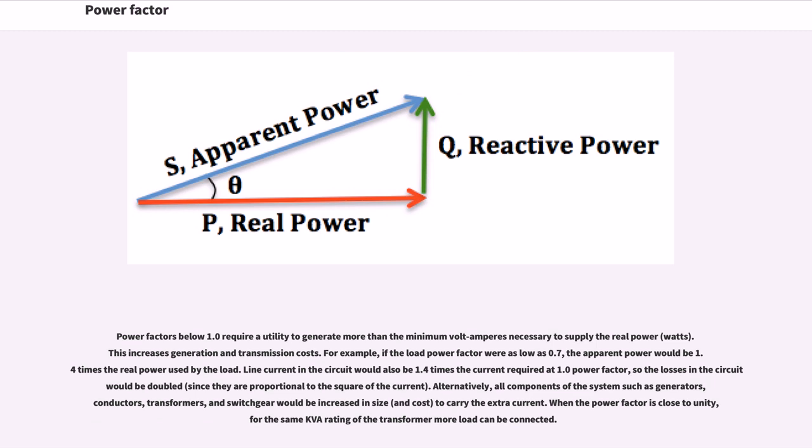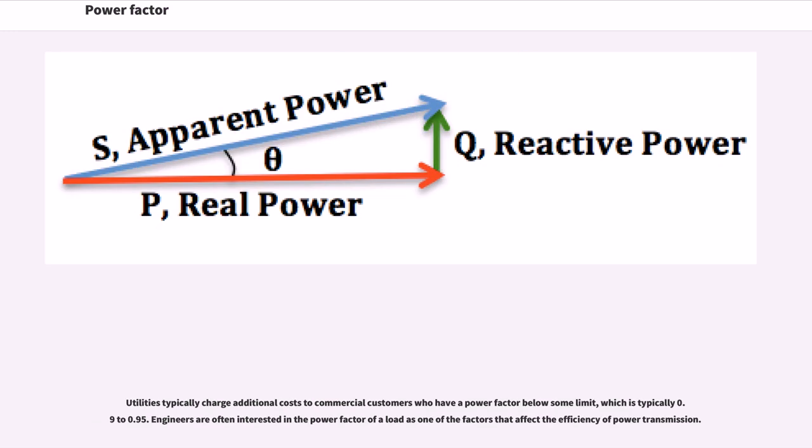Line current in the circuit would also be 1.4 times the current required at 1.0 power factor, so the losses in the circuit would be doubled. Alternatively, all components of the system such as generators, conductors, transformers, and switchgear would be increased in size to carry the extra current. When the power factor is close to unity, for the same kVA rating of the transformer more load can be connected. Utilities typically charge additional costs to commercial customers who have a power factor below some limit, which is typically 0.9 to 0.95.